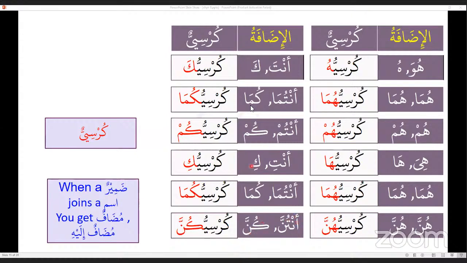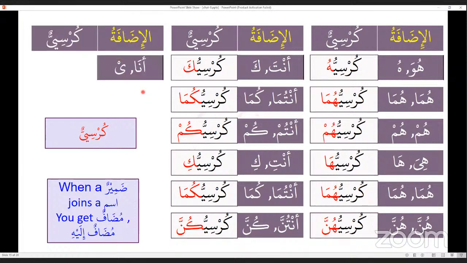Now these are the corresponding Dhamair with that muttasil. So ka means yours, singular person. Kuma means yours, two persons male. Kum means yours, plural masculine. So what will kursiyukunna be? What is the meaning of this? Your chair. Yes, not their chair, sister. Your chair, but it is referring to many females. So that is the thing.